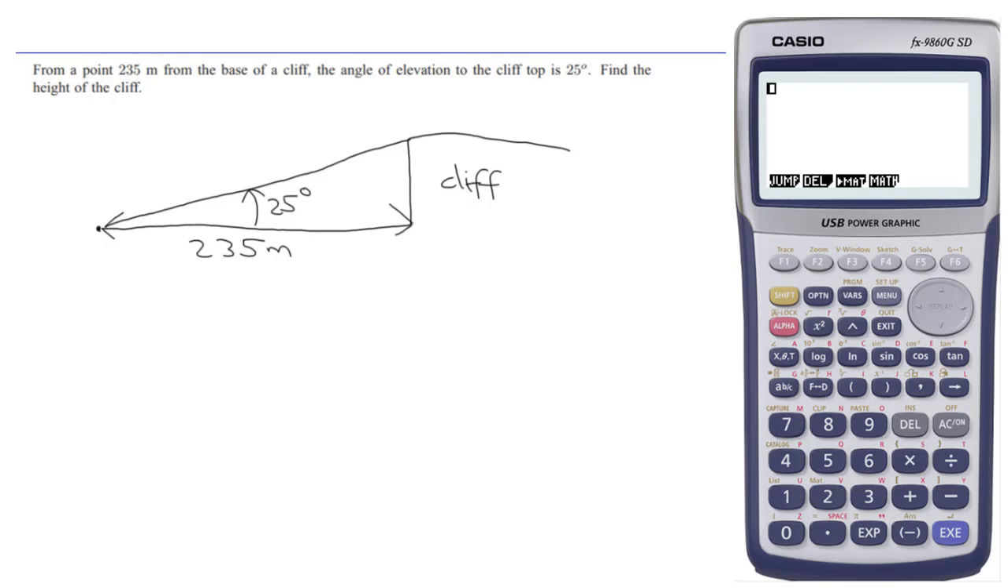So the question is, what is the height of the cliff? So the height can be our x here. And as one line is horizontal, the 235, and the height is the vertical thing, we know we have a right angle there. So once you've got that situation, you can see a right angle triangle. You've got one side, you've got one angle, and you need another side. So that is SOH CAH TOA.